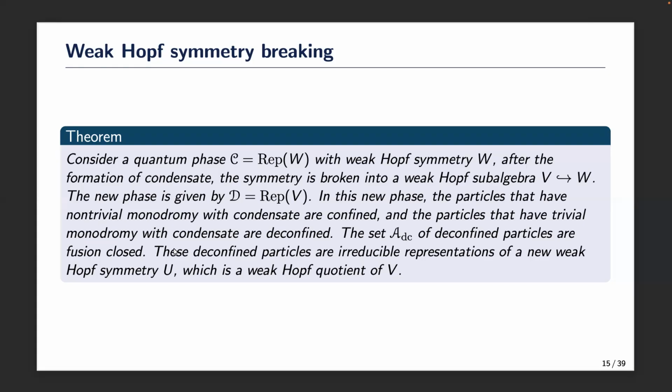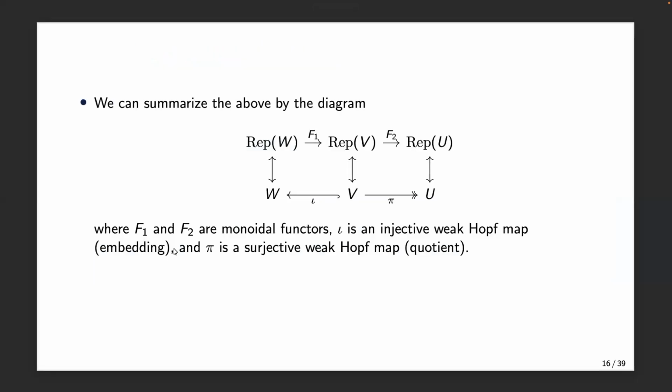And these deconfined particles will form a set, which is fusion closed. So these deconfined particles are irreducible representations of a new weak Hopf symmetry U, which is a weak Hopf quotient of V here. It is kind of mathy to present this theorem, and we can summarize it by the following diagram, where F1 and F2 are monoidal functors, iota is an embedding of subalgebra, and pi is a quotient of the Hopf subalgebra here.